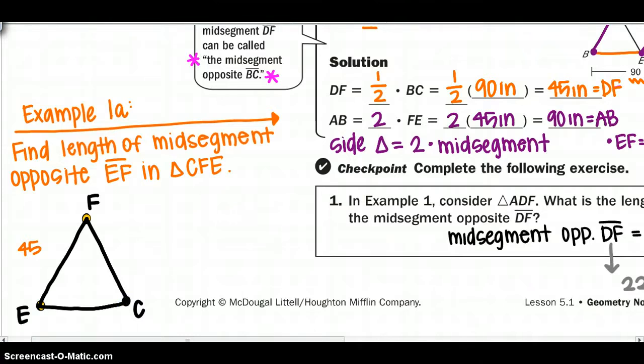We want to find the length of the mid-segment. The mid-segment will be smaller than the side of the triangle, and we want it to be opposite EF. We know that the mid-segment is created by connecting the two midpoints of the other sides. So we're going to connect those, and we're going to call that JH. And we know now that JH is the mid-segment.